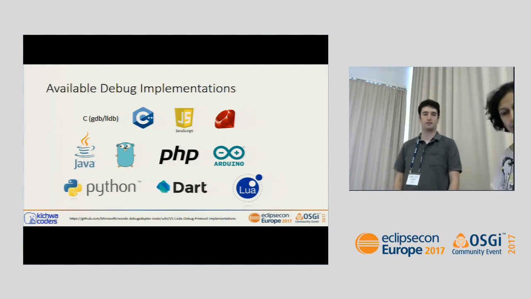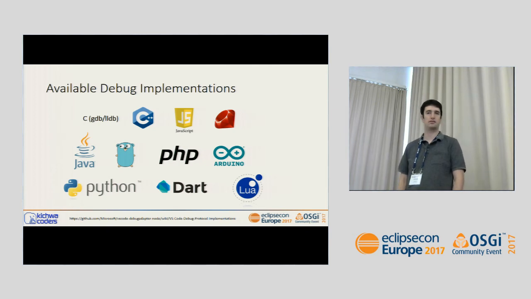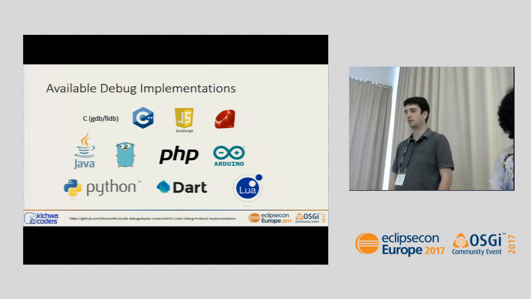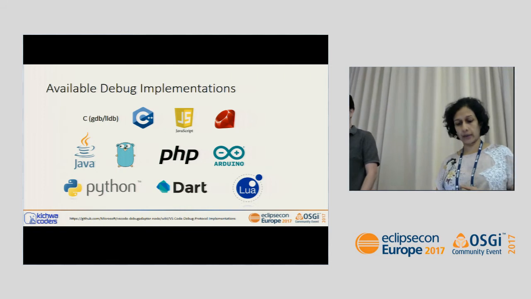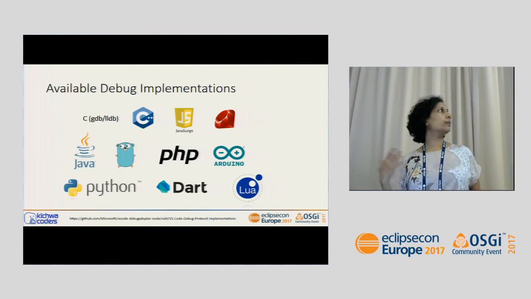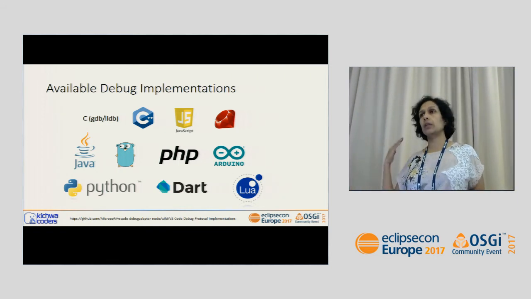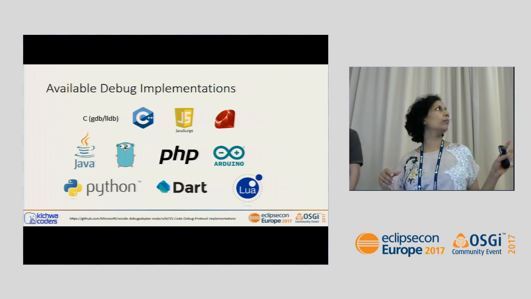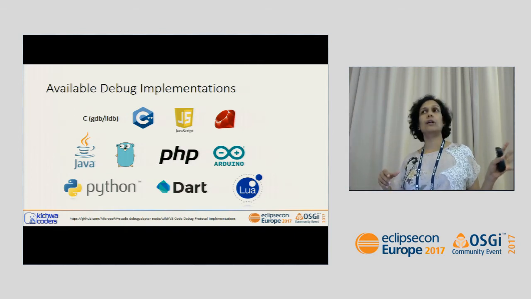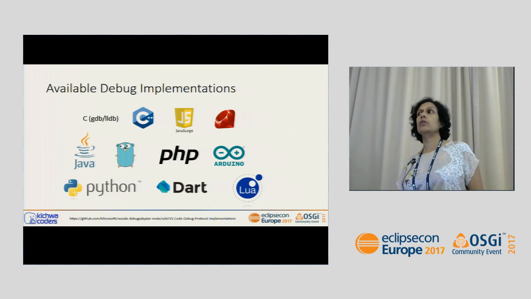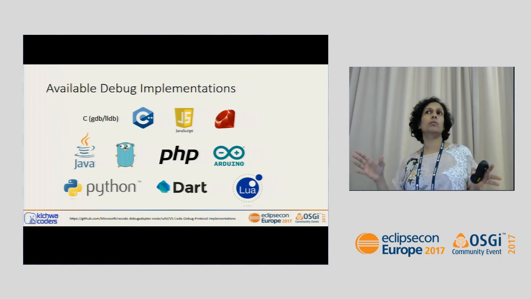Okay, so in terms of available debug implementations, there's already quite a few extensions out there for the languages you can see. And similar to the language server, I expect this is something that will grow and grow. Just one thing worth noting, not all of these are open source. So some of them, the source isn't necessarily available. Some of the source is available, but Microsoft has some interesting license conditions that limit where you can use them to Visual Studio and VS Code.